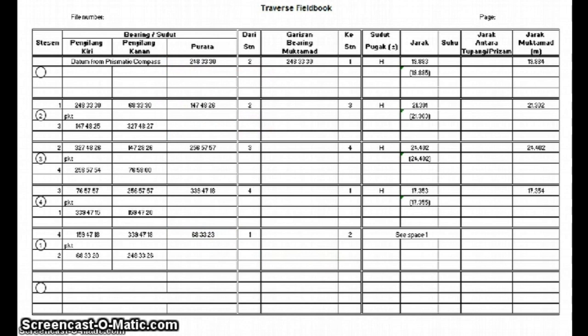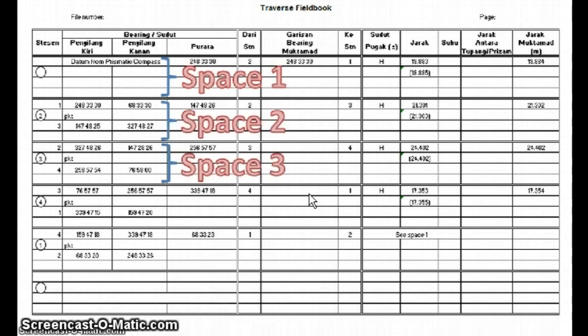Okay guys, you need to notice that the distance from line 1 to 2 will be written down as C space 1. Where is space 1? This is space 1, followed by space 2, 3, and space 4.